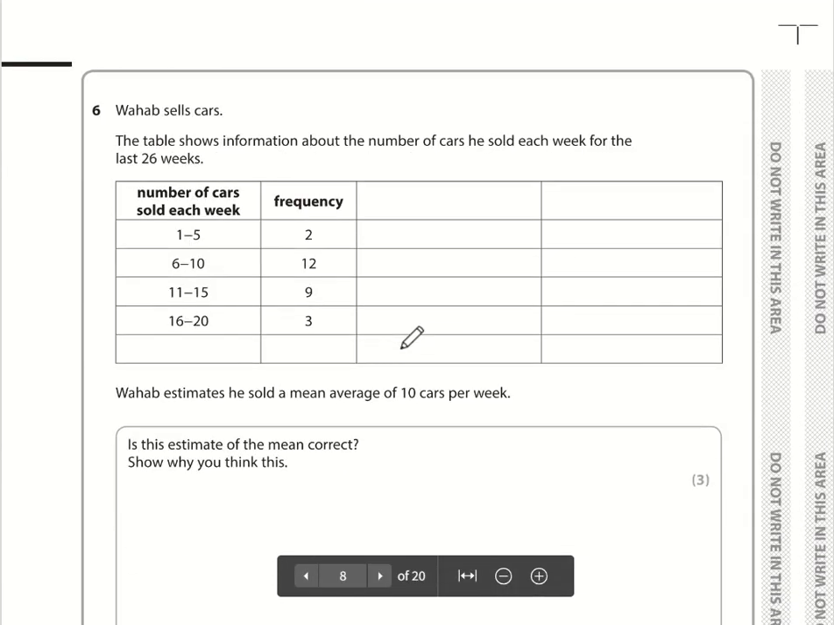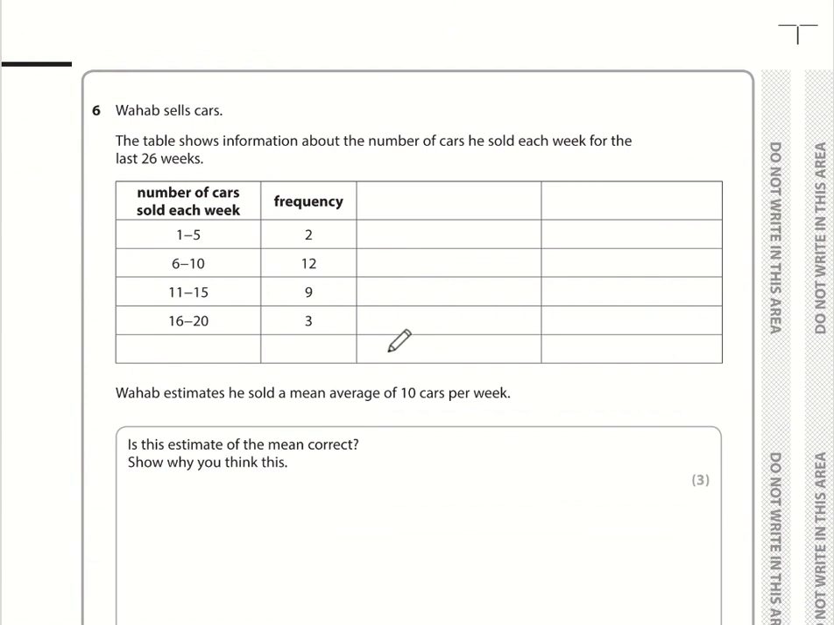Okay, number 6, Wahab sells cars, and what we need to do is work out an estimated mean. So what we've got here is a frequency of 2, number of cars sold each week 1 to 5. Now in these 2 weeks we don't know whether Wahab sold 1 car or 5 cars. So what can we do? Well, let's just assume that for both those weeks he sold 3 cars. So 3 cars, because 3 is the midpoint of 1 to 5. So this column here is the midpoint. So therefore, if in these 2 weeks we're estimating that he sold 3, then in those 2 weeks he sold a total of 6 cars.